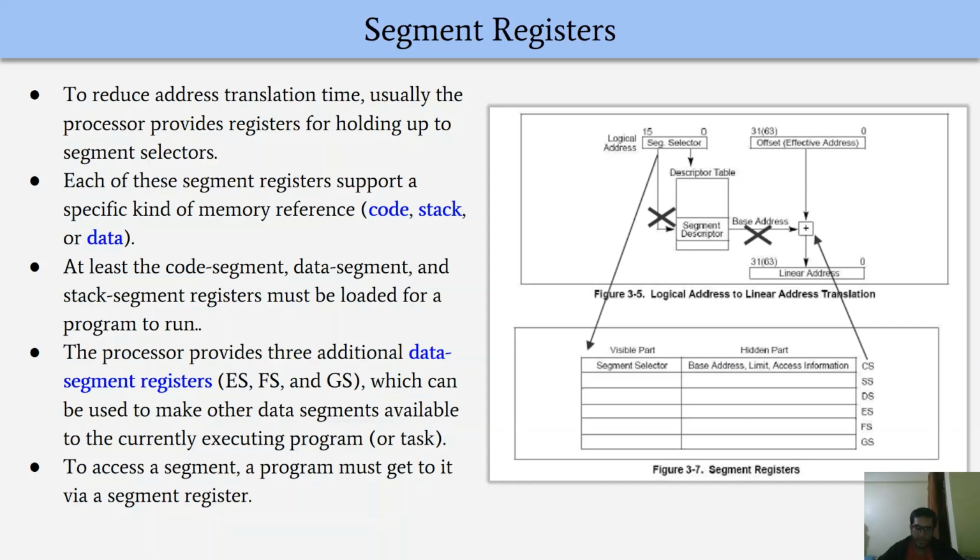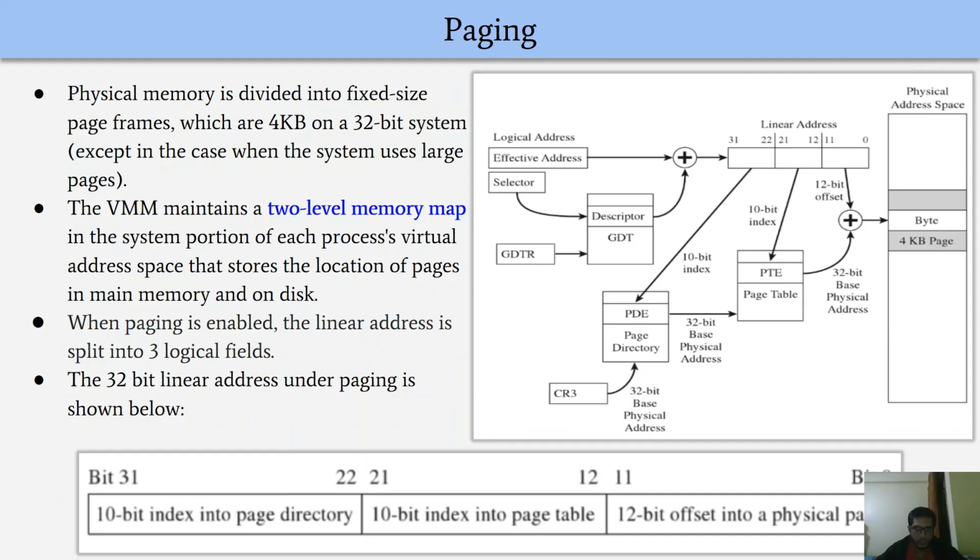To access a segment, a program must get to it via a segment register. Usually the operating system can provide thousands of segments, but initially these six of them should be loaded for immediate use.